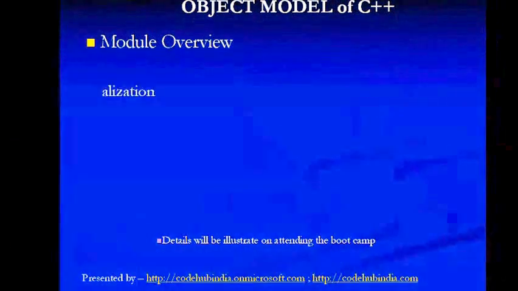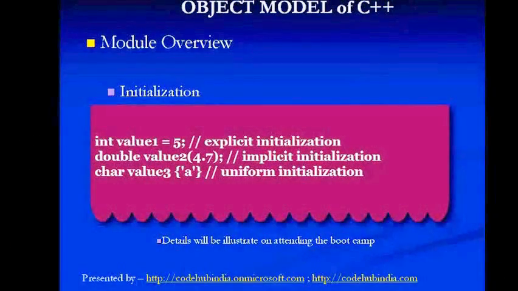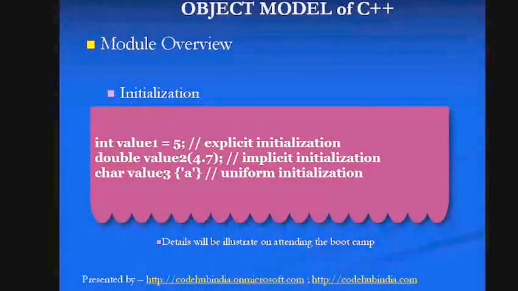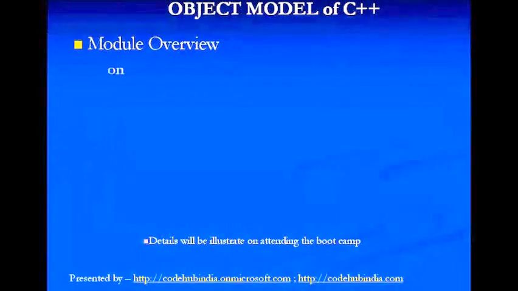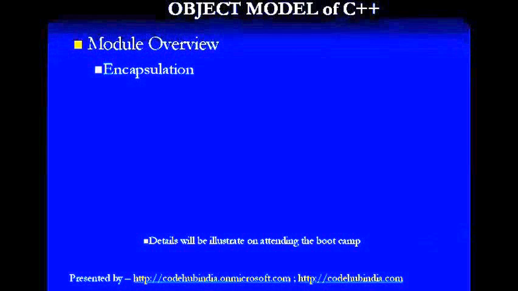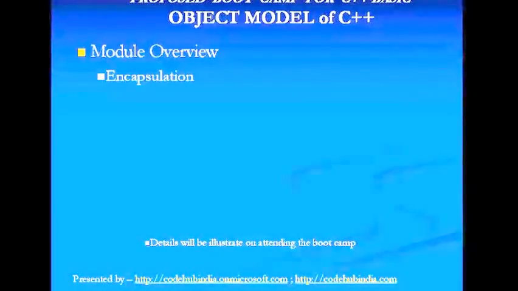Initialization. You can initialize variables in three ways: explicitly, implicitly, and via uniform initialization. Encapsulation is an object-oriented programming concept that binds together the data and functions that manipulate the data, and that keeps both safe from outside interference and misuse. Data encapsulation led to the important OOP concept of data hiding.